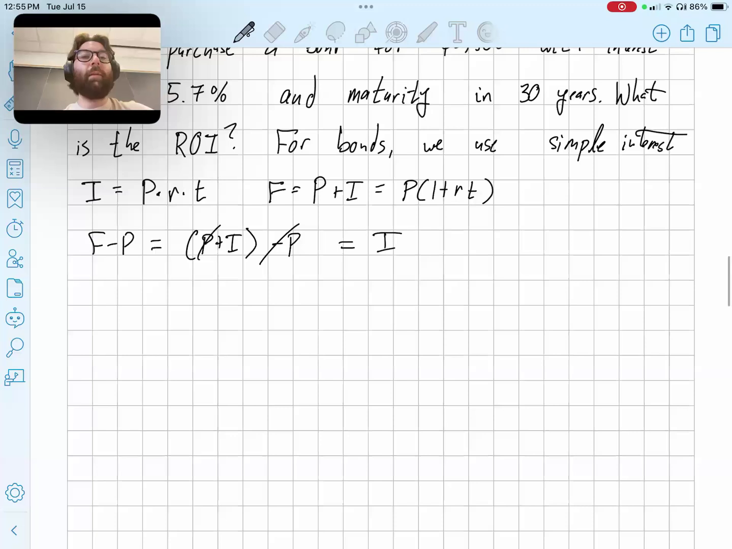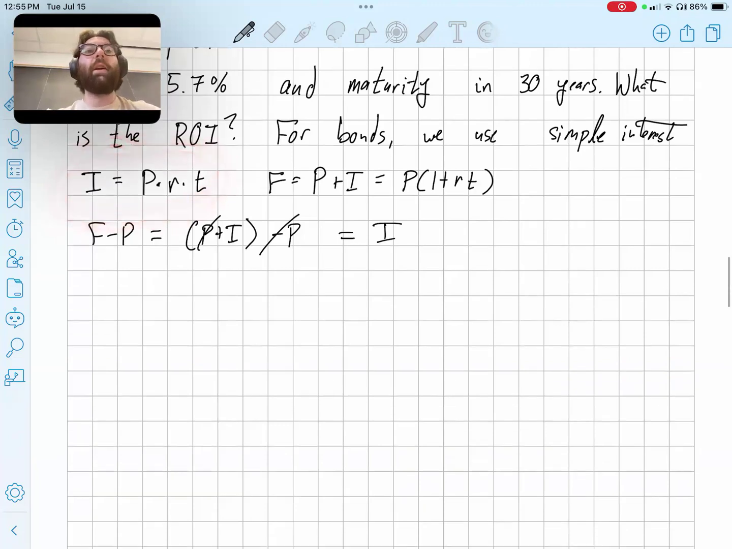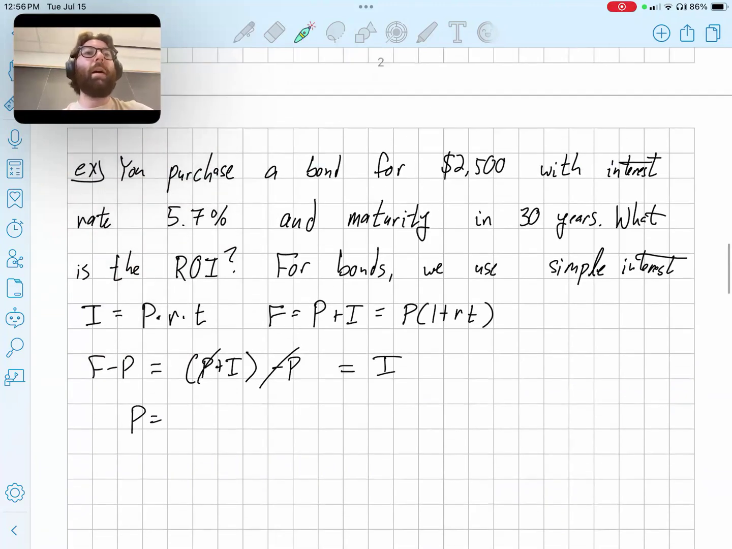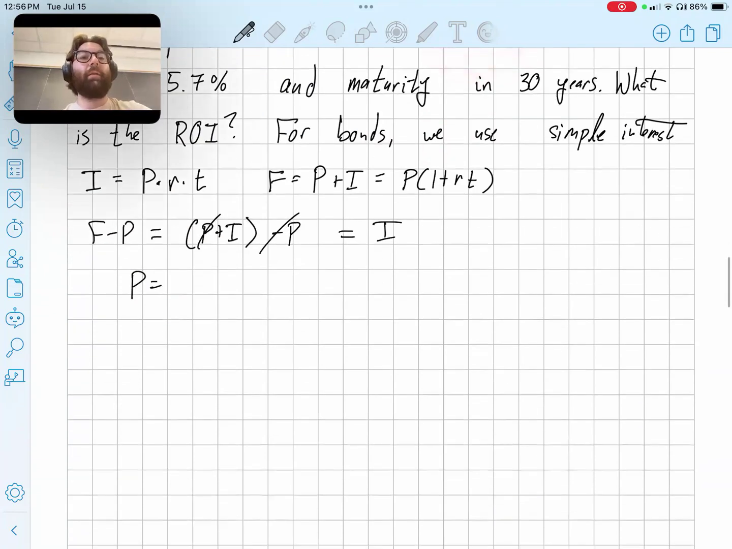And so if we're going to compute the return on investment, we don't really need to compute F, we really just need to compute I. So here, we can just directly use this formula to compute our interest, which is our future value minus principal. So our interest, we need our P, which is the initial amount we invested. That's the amount we paid for the bond, which is $2,500.